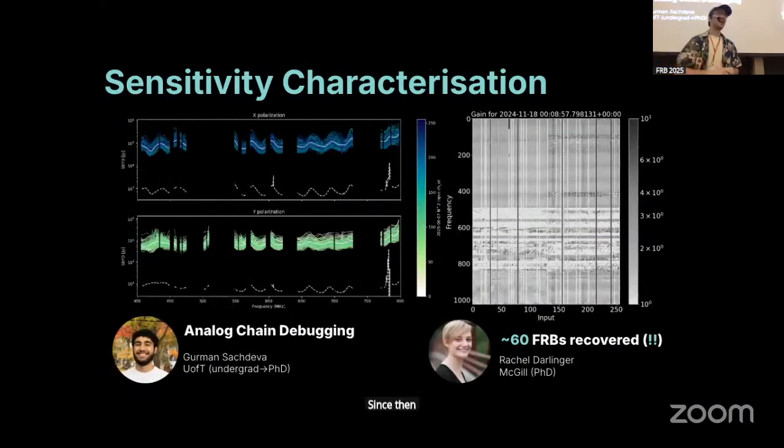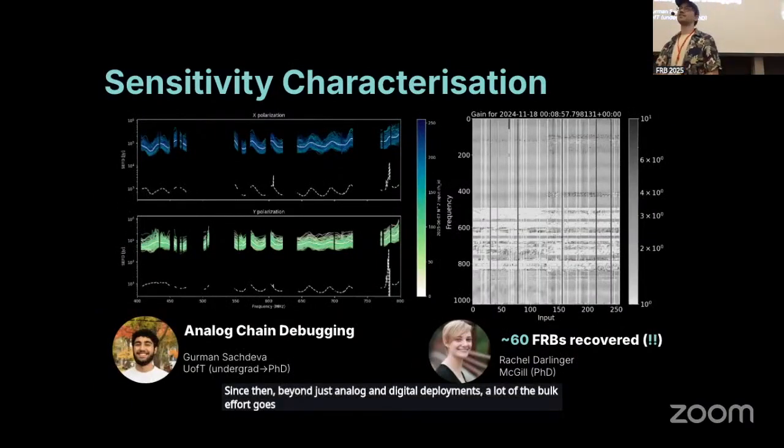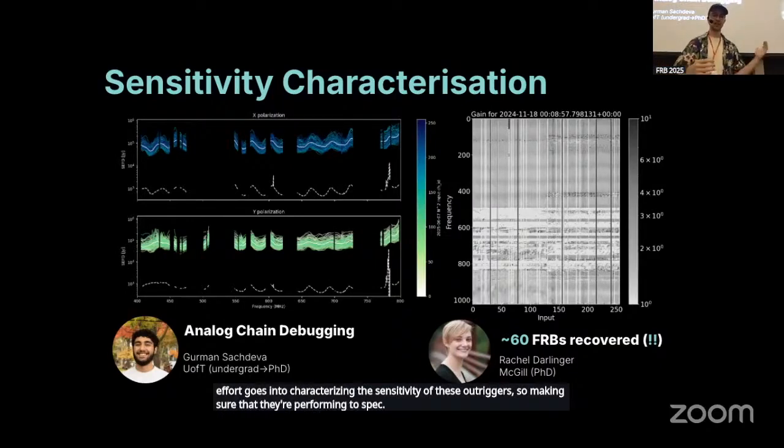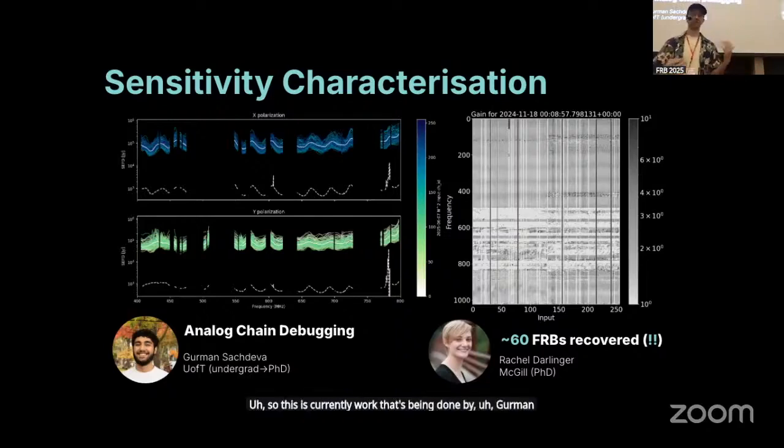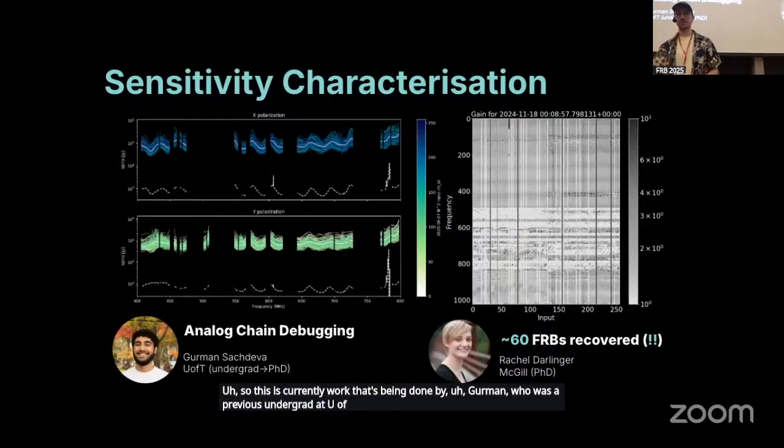Since then, beyond just analog and digital deployments, a lot of the bulk effort goes into characterizing the sensitivity of these Outriggers, making sure that they're performing to spec. This is currently work being done by German, who was a previous undergrad at U of T, but is now starting his PhD.